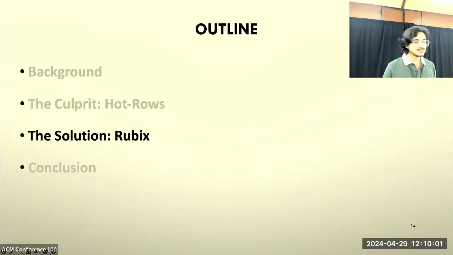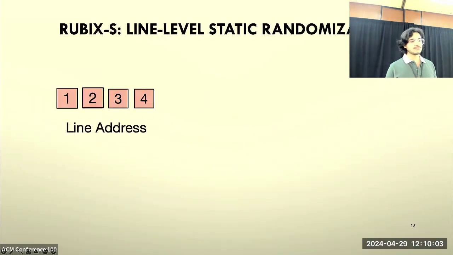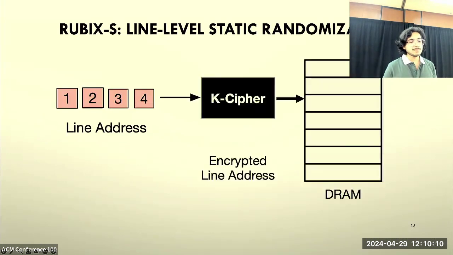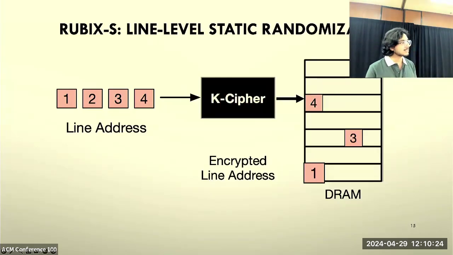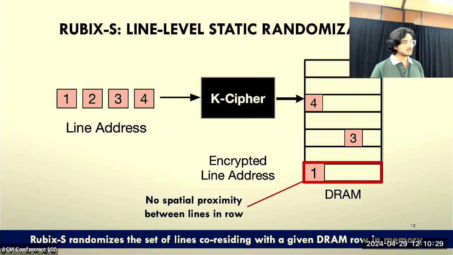So let's see how we do this. Consider 4 lines that would co-reside within the same row with a conventional mapping, like the Skylake mapping that we saw. We place a cipher at the memory controller to produce an encrypted line address for each channel. With this encryption, these 4 lines get scattered to different rows, breaking the spatial proximity between the lines that coincide within the row. So we use this K cipher in Rubix. It is a programmable bit-width cipher, and it can adapt to varying memory capacity within the channel.